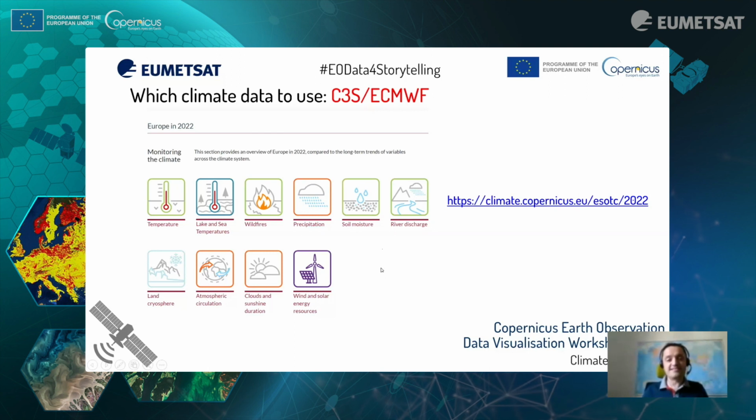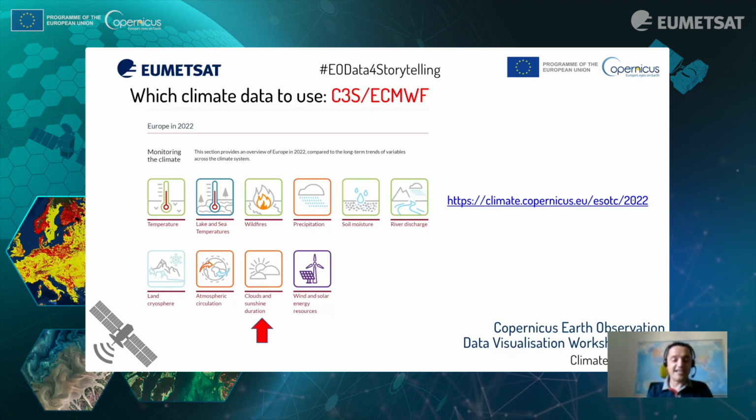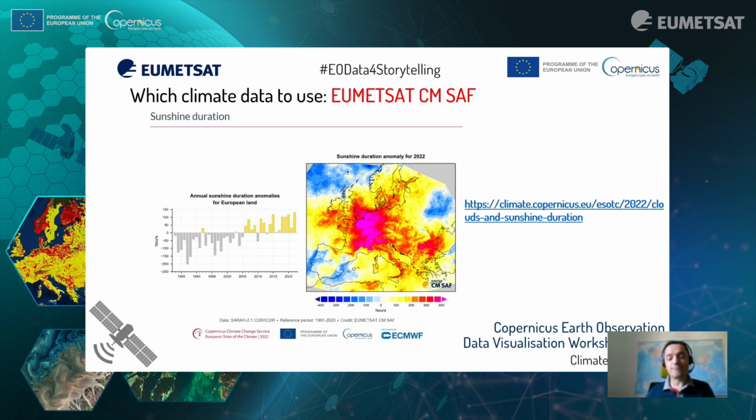And among these variables, we can find a specific one that is the cloud and sunshine duration. These kinds of variables are actually provided and available from the Copernicus Climate Monitoring SAF of EUMETSAT. The Climate Monitoring SAF is a satellite application facility, a center of excellence, one of the 7 centers of excellence of EUMETSAT, and provides operational products for different environmental variables.